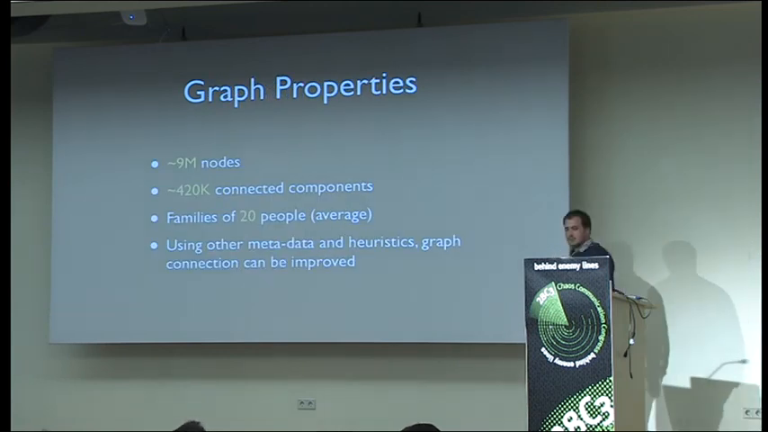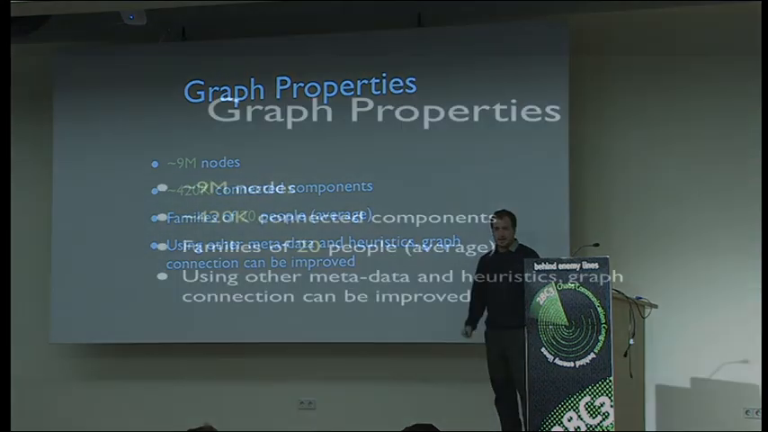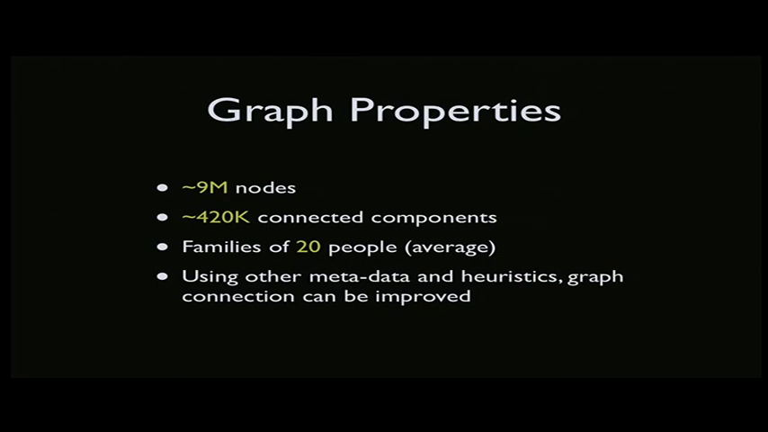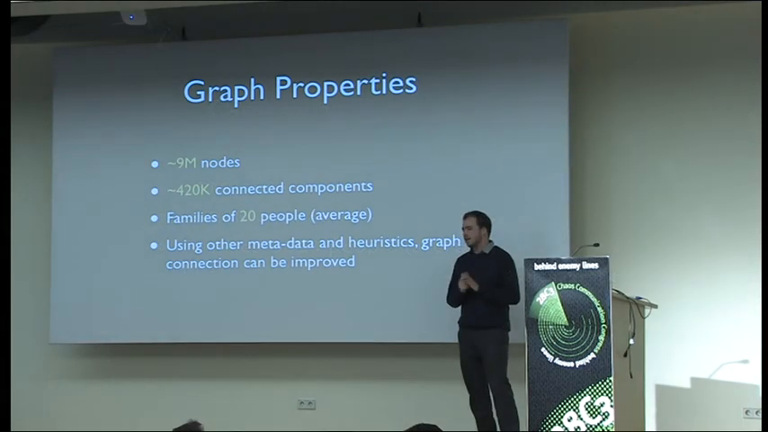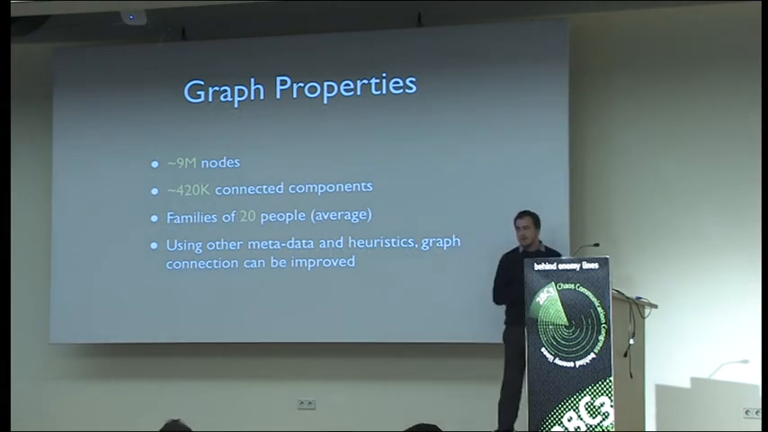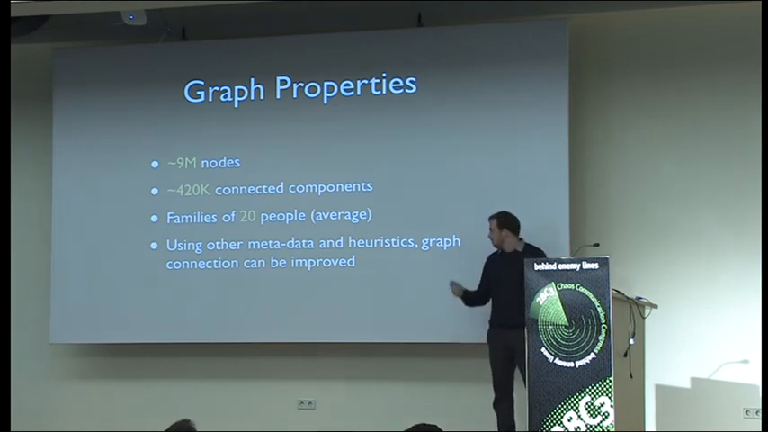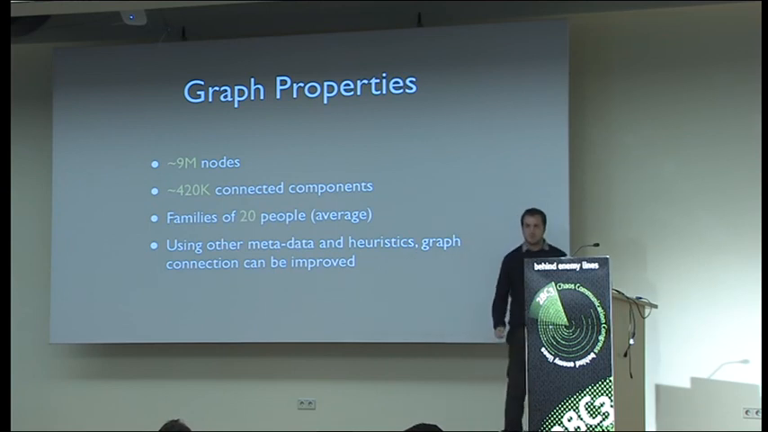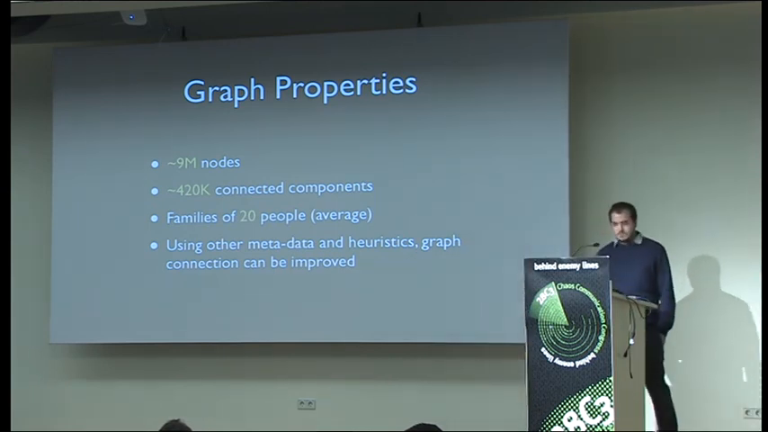Okay, so what does this graph look like? Like I said, we have approximately 9 million nodes, and using only the strict foreign keys that we use, we get approximately 420,000 connected components, which if you divide it by the nodes, is an average of families of 20 people. So essentially, using this data only, we can build a graph of families of up to 20 people and then span relationships from there. It's interesting to note that the graph connectivity can be much stronger if you use other metadata and other heuristics, which I won't go into now because we don't have time, but this connectivity can definitely be improved, and then you can span relationships further apart. So that's about building a graph.